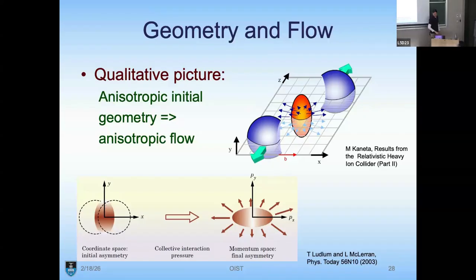And what one can do, quantitatively, using relativistic viscous hydrodynamics, and I'll show you in a few slides later, is quantitatively predict this distribution of matter in momentum space and compare it to data, with extraordinarily good quantitative agreement.